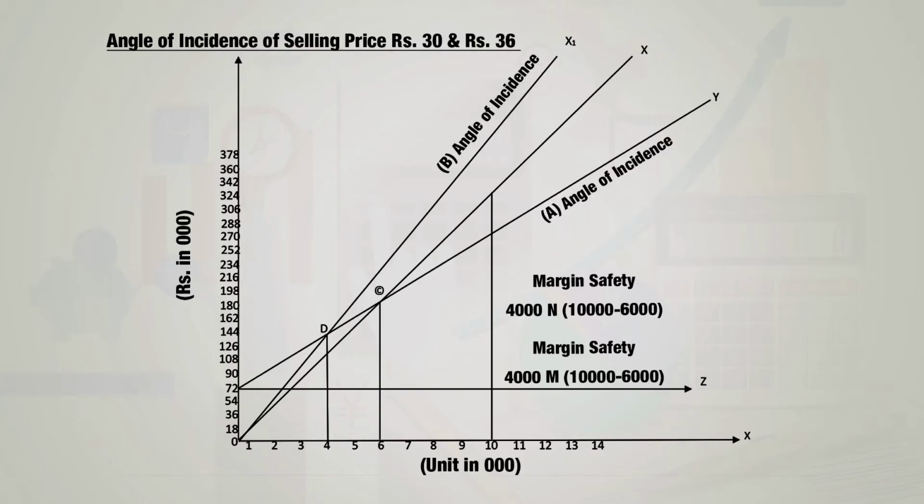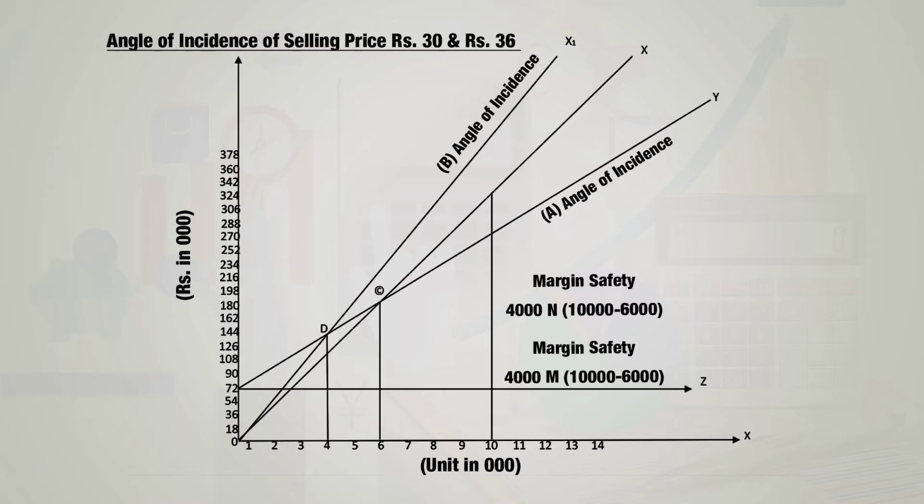These are the results. Angle of incidence at selling price of rupees 36 is greater than angle of incidence at selling price of rupees 30. This difference indicates higher profit at selling price of rupees 36. The break-even point at selling price 30 is 6,000 units and at selling price 36 is 4,000 units. This is in favor of the company.